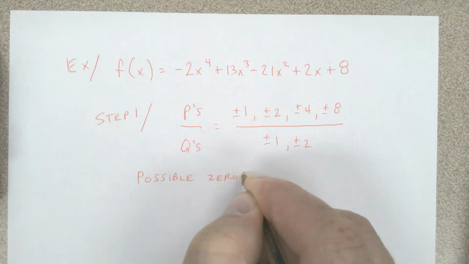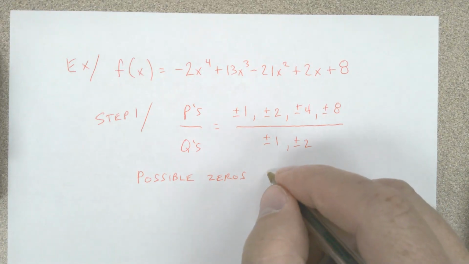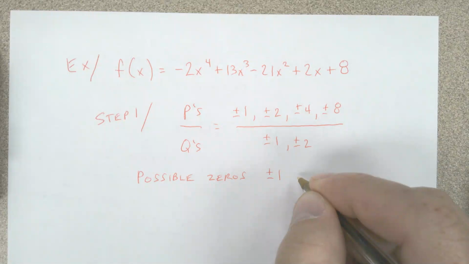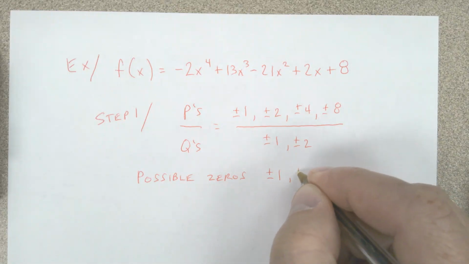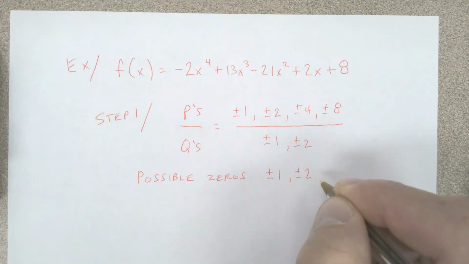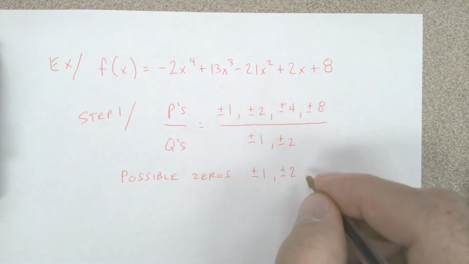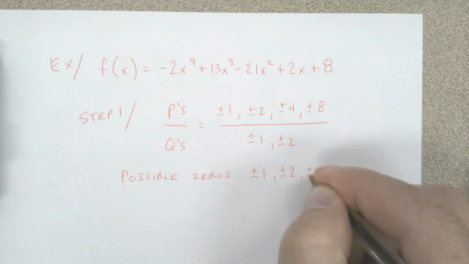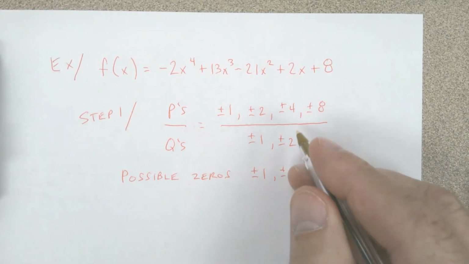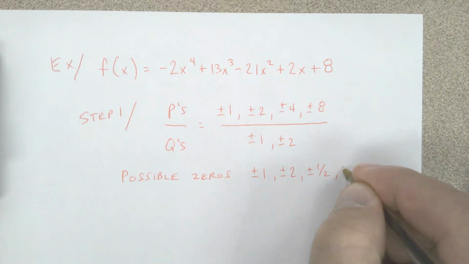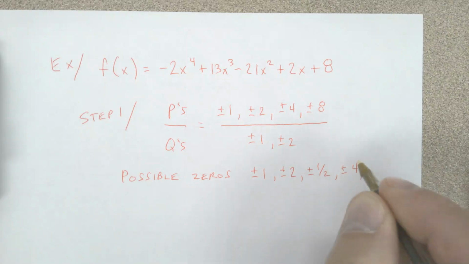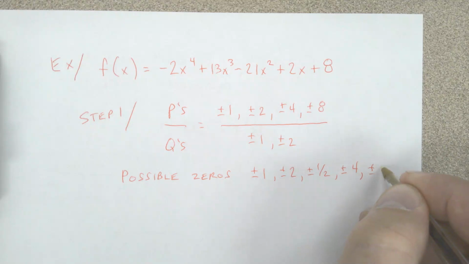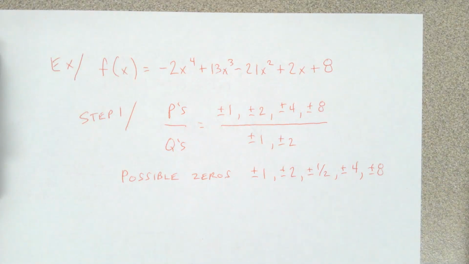That's going to make our possible zeros plus or minus 1, plus or minus 2. I left one out here, plus or minus 1/2, plus or minus 4, and then plus or minus 8. So there's all of our possible ones.